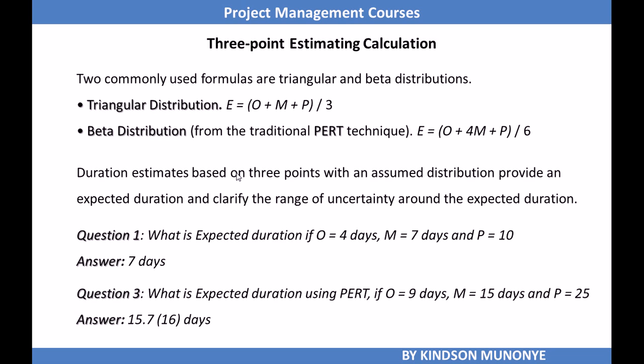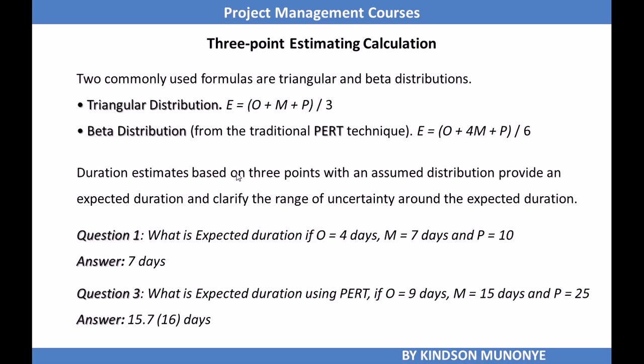to come to just one single estimate. So there are two formulas to use to make an estimate if the estimate is to be three-point estimating. One of them is a triangular distribution, and the formula gives you that the estimate is equal to the optimistic plus the most likely plus the pessimistic over 3. So what we are saying is that you sum them together and divide by 3, and you get your estimate.